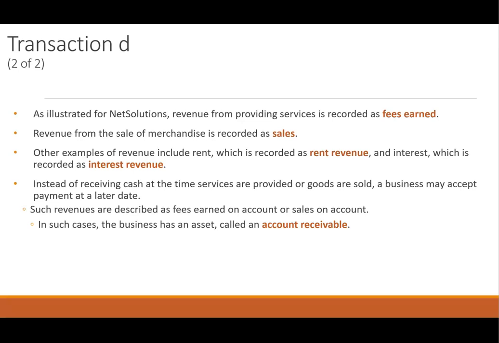Now, in this case, we received the cash when we provided the service. But if we didn't receive cash when we provided the service, then companies have provided the service, but they may accept cash at a later date. And if that's the case, then instead of showing cash increased, we would show an asset called accounts receivable, money on account that we know we're going to be receiving.